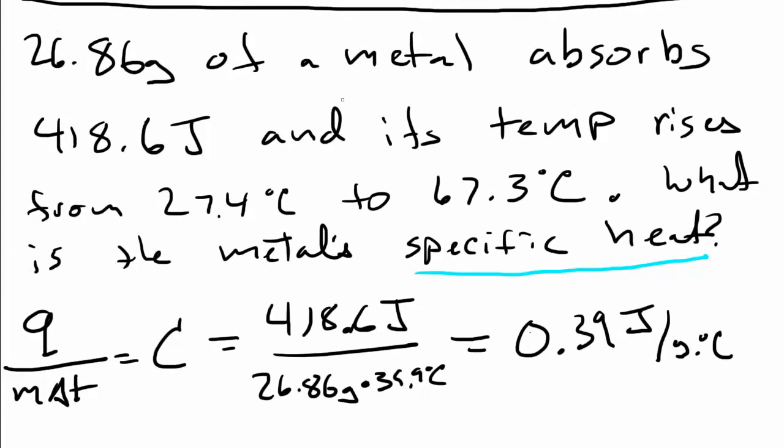That means that for this specific metal, 0.39 joules will raise 1 gram 1 degree Celsius. That's basically what this unit right here is saying, per gram per degree Celsius. So every 0.39 joules of energy that you add, however you add it, is going to raise the temperature of that metal 1 degree Celsius. 1 gram of that metal, 1 degree Celsius. That's what specific heat is.